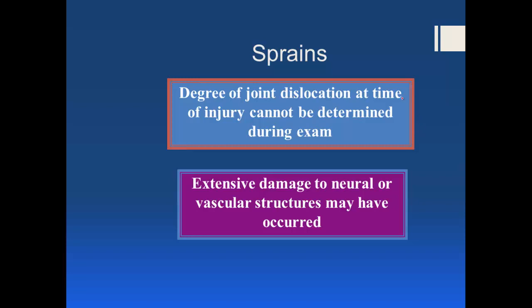So, with sprains, the degree of joint dislocation at the time of injury cannot be determined during the exam, and extensive damage to the neural or vascular structures may have occurred. So it's very important for us to make sure these patients go to the hospital for examination.